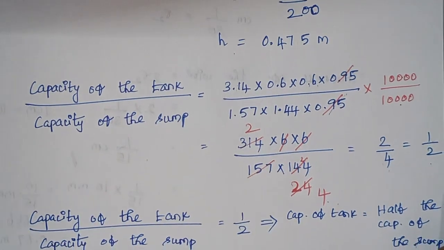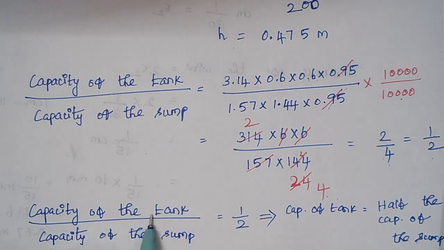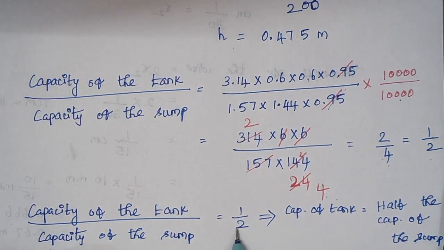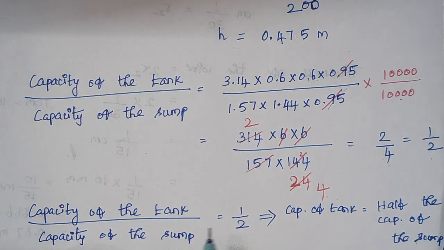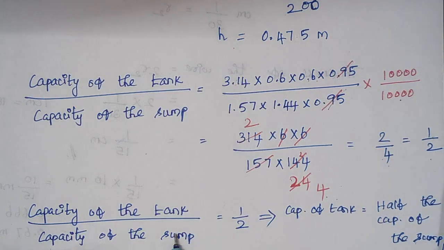So now you can write it as, you see, the capacity of the tank is 1 by 2, which is nothing but half. So I am moving this to the numerator part, therefore it becomes multiplication. Here it is division and it occupies the numerator part on the right side. Therefore, the capacity of the tank is half of the capacity of the sump. So finally, this is our answer.